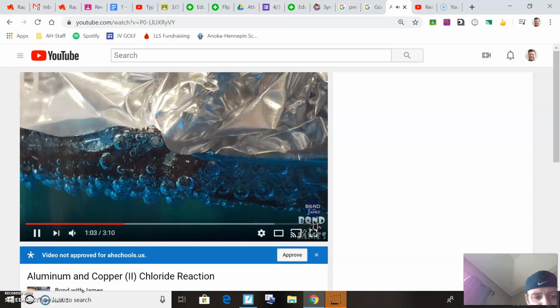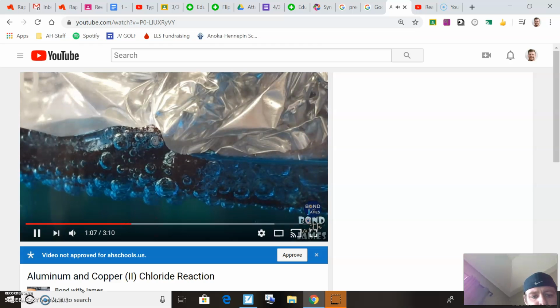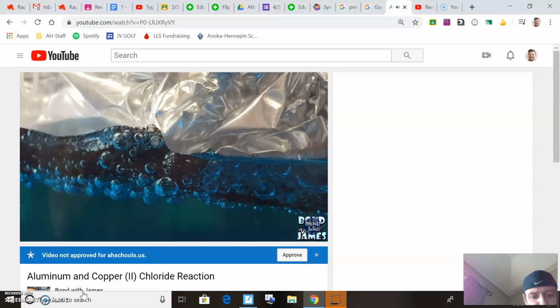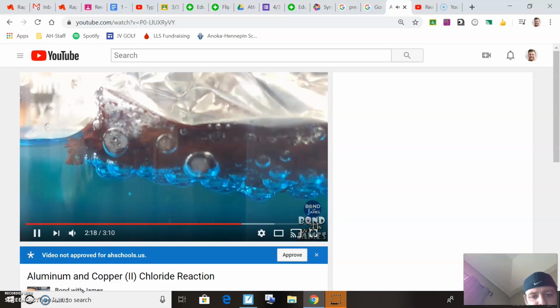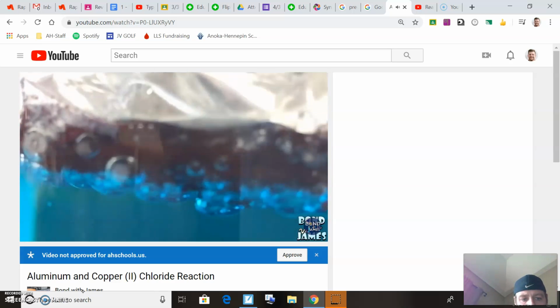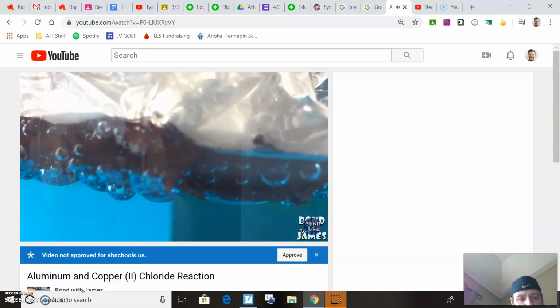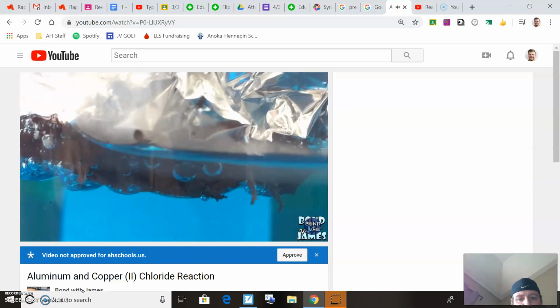Copper chloride is a blue solution, and it'll end up being clear. Copper is brown when it comes out of solution. So as this progresses, you can see that we got a lot of copper forming and all the aluminum is dissolving. So that's a single replacement.